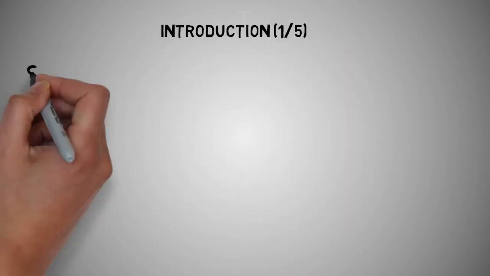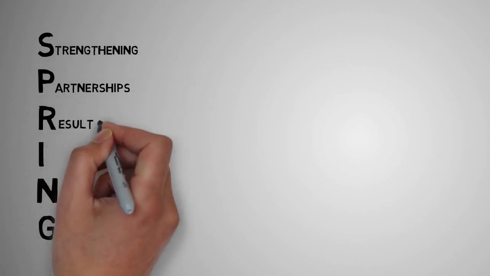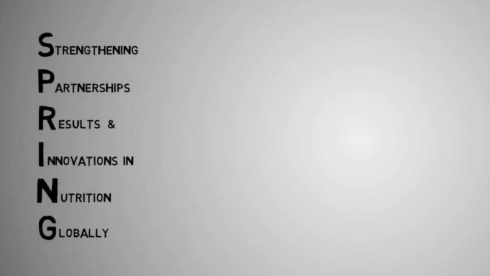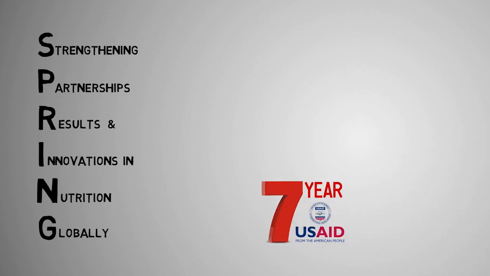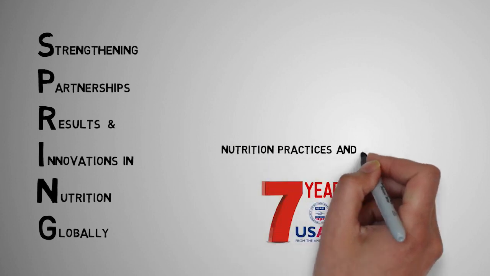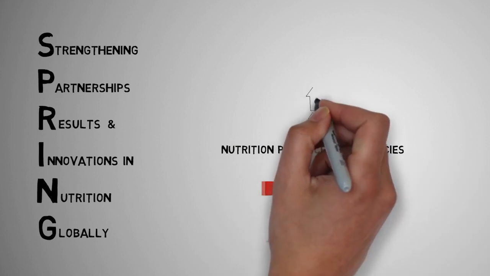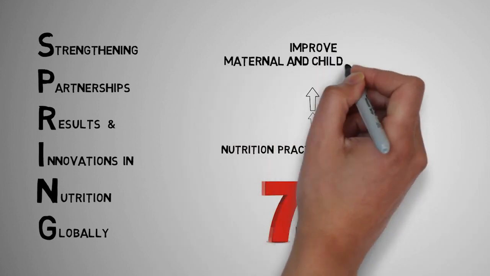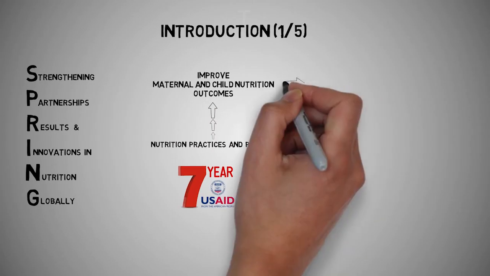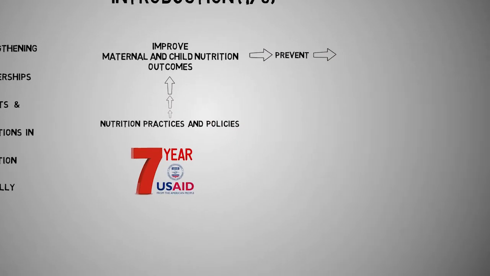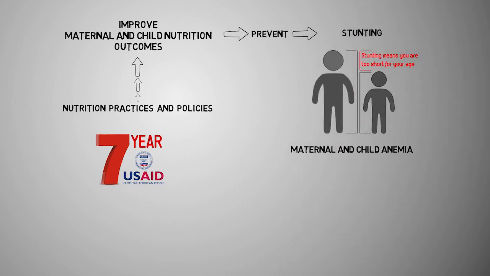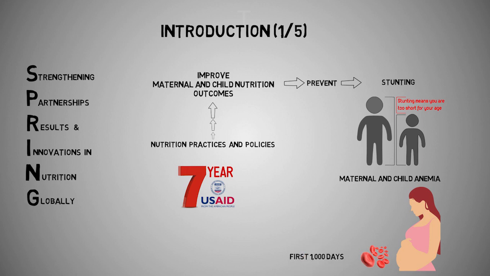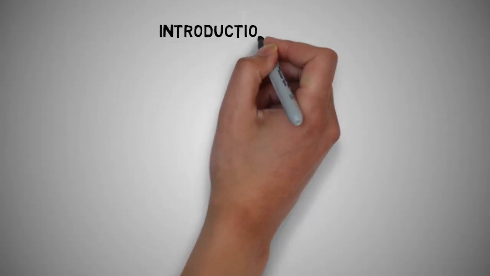Introduction. What is Spring? Spring stands for Strengthening Partnership, Results and Innovations in Nutrition Globally. Spring's project in Ghana is actually a 7-year USAID-funded cooperative agreement that is dedicated to scale up high-impact nutrition practices and policies to improve maternal and child nutrition outcomes. In addition, Spring is also involved in providing state-of-the-art technical support that is focused on preventing stunting, maternal and child anemia in the first 1,000 days.